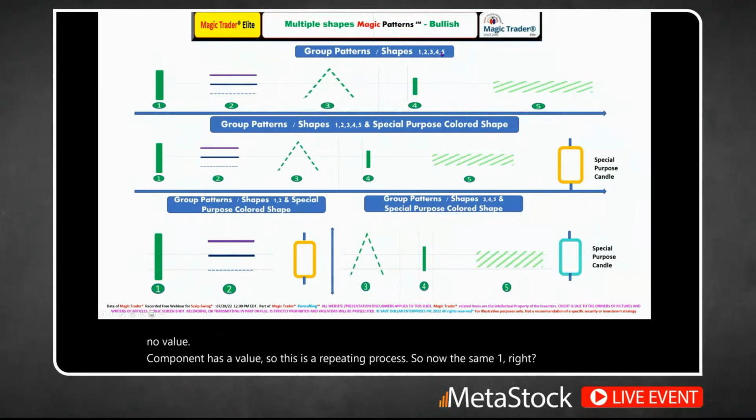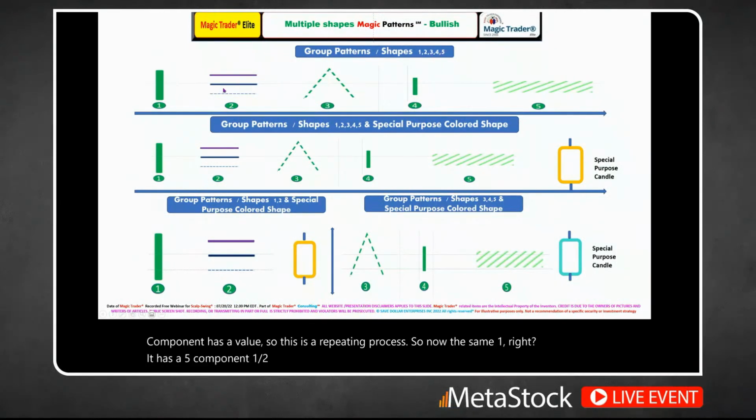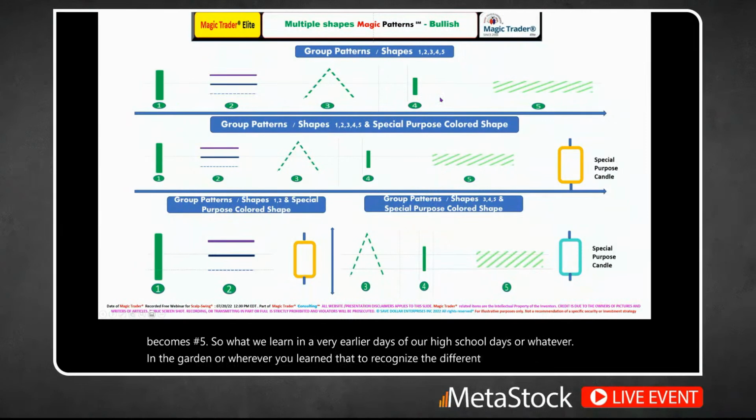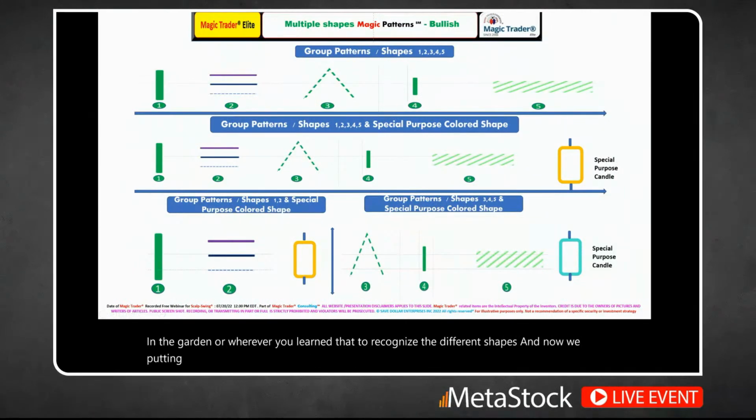Now the same one, right? It has 5 components: 1, 2, 3, 4, and 5. So 5 such shapes show up, and that becomes number 5. What we learned in our early days, pre-kindergarten or wherever, to recognize the different shapes, now we're putting them together. So what has changed here? The special purpose candle we added, right?